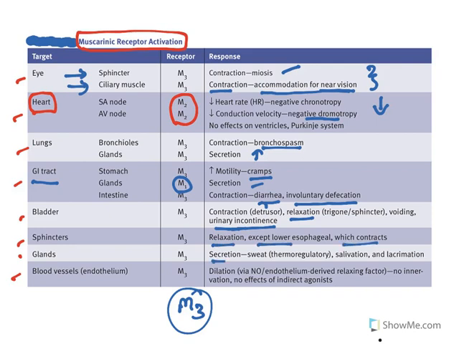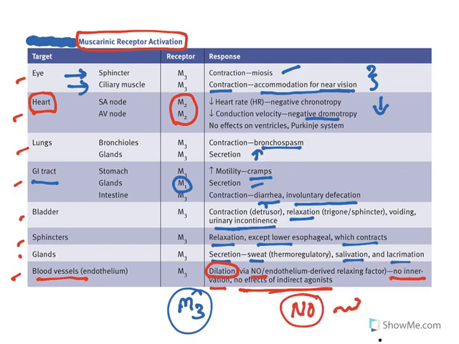Now in case of glands, all the secretions occur, like sweat glands, salivation and lacrimation. Now this last one is important. On blood vessels, there is no direct innervation of the cholinergic system. See, no innervation. But how do they have an effect? They cause blood vessel dilation by release of nitric oxide. So these are all the effects of muscarinic receptors.